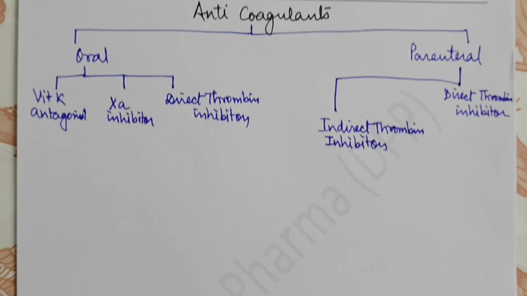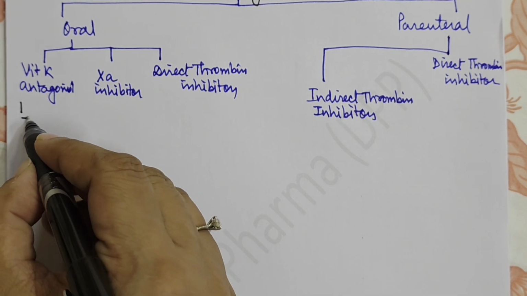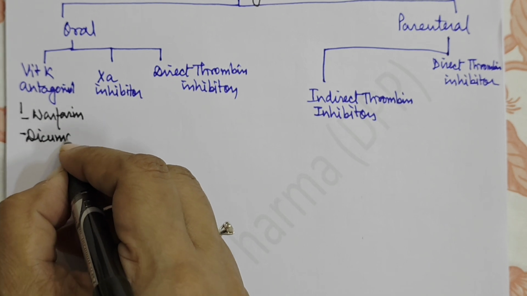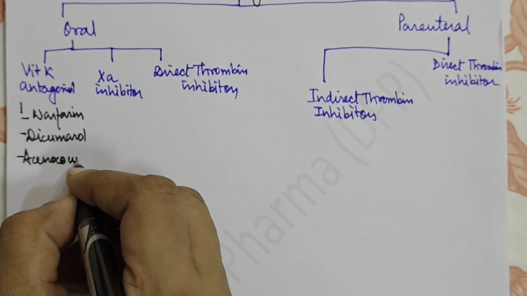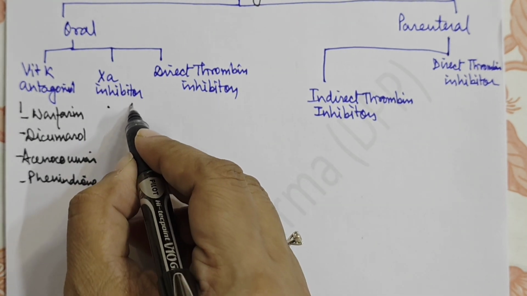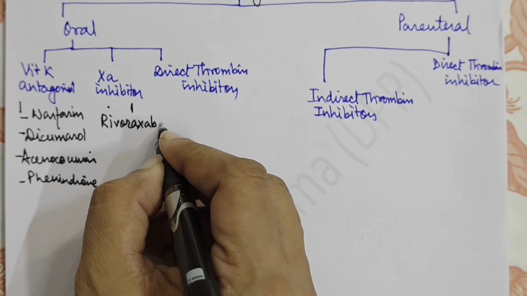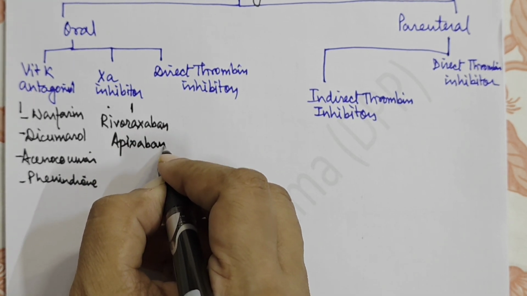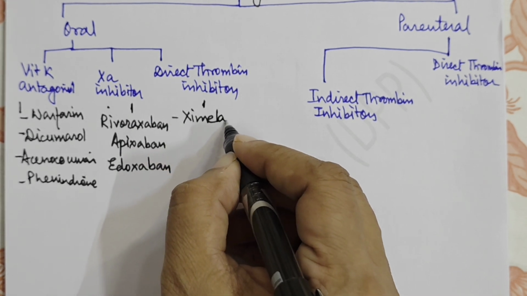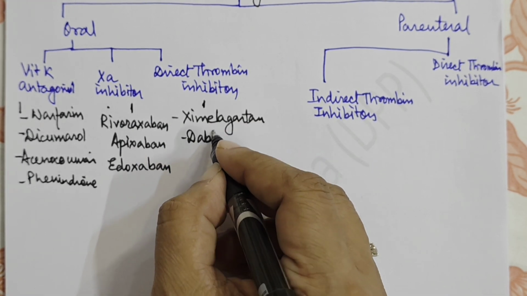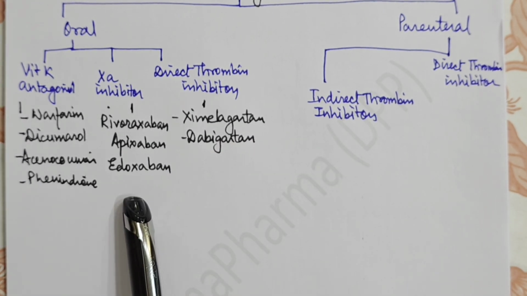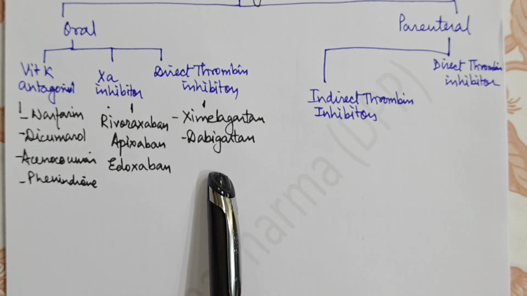Okay, now let us see their classification one by one. So vitamin K antagonist में the drug that we have is सबसे पहले warfarin, जो हम पढ़ेंगे भी अभी डिटेल में, then dicumarol, then acenocoumarol, and then we have phenindione. Okay, then 10A inhibitors में हमारे पास है rivaroxaban, apixaban and edoxaban. Okay, then direct thrombin inhibitors में हमारे पास आता है ximelagatran and dabigatran. Okay, you getting it? These are the oral medicines: warfarin, then 10A inhibitors, rivaroxaban, apixaban, edoxaban, and direct thrombin inhibitors ximelagatran and dabigatran.